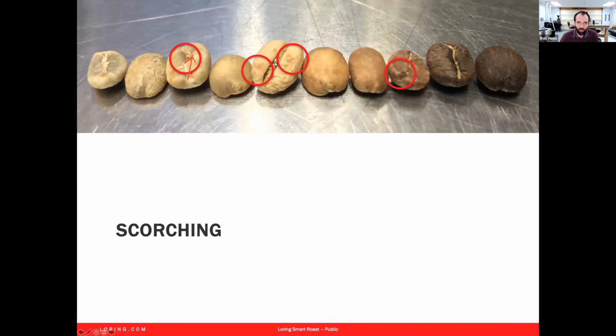So that little black mark there, you can see these scorching or dark marks here. These are from basically coming in contact with too hot of metal. And in this particular instance, and there's one right there, I overheated the drum. And so we started seeing scorch marks show up pretty soon after charge.